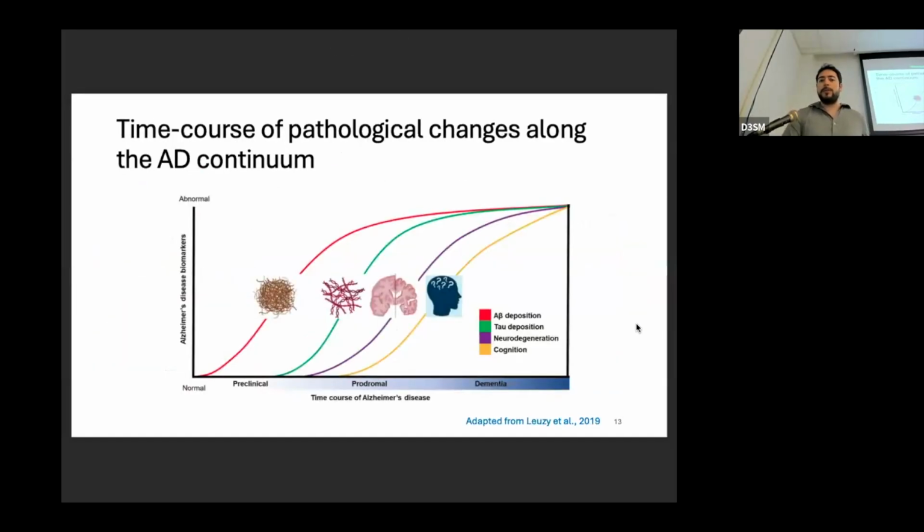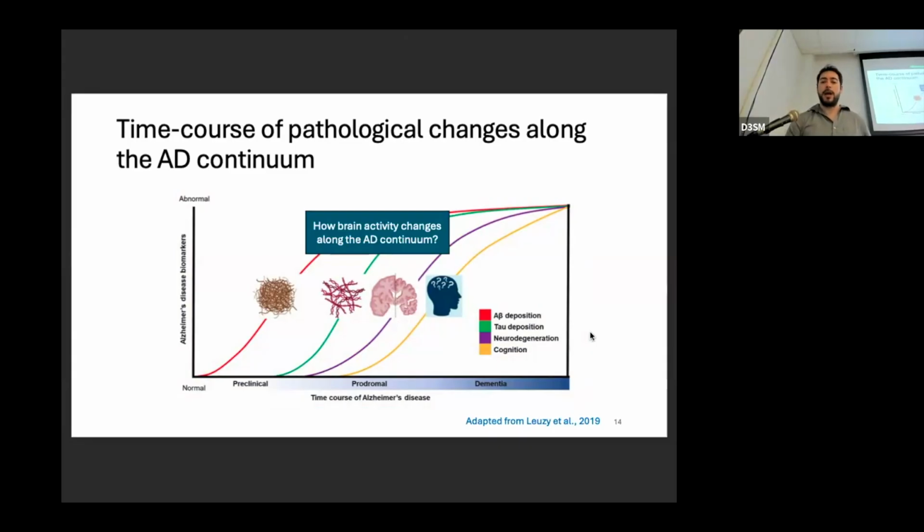This figure, very common in the field, summarizes the time course of the different pathological changes that occur on the Alzheimer's disease continuum. As I mentioned, amyloid deposition starts very early on the disease continuum, accumulating many, many years before we can start detecting tau and other pathological events. And then later in the disease, we're going to see that tau starts accumulating and is followed by neurodegeneration and cognitive impairment.